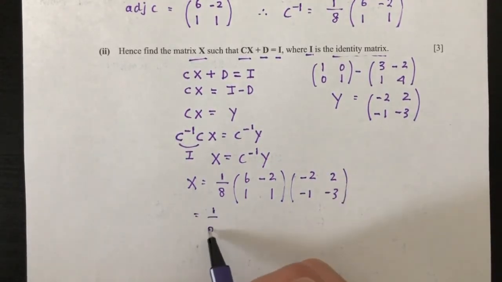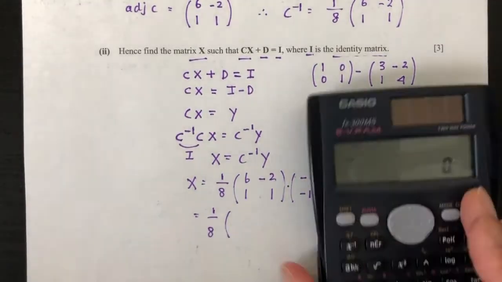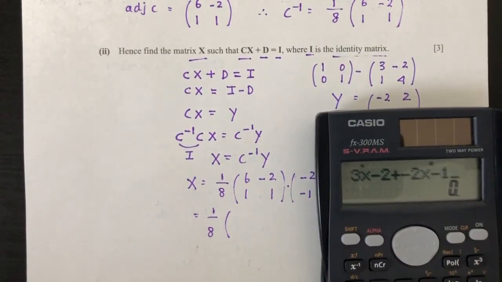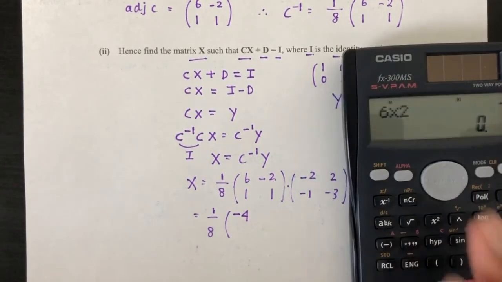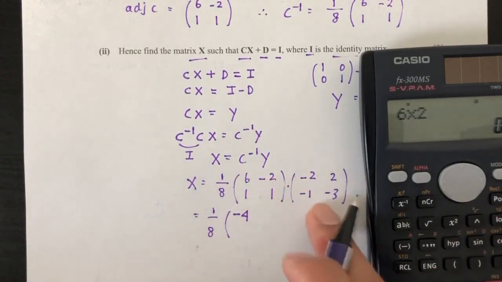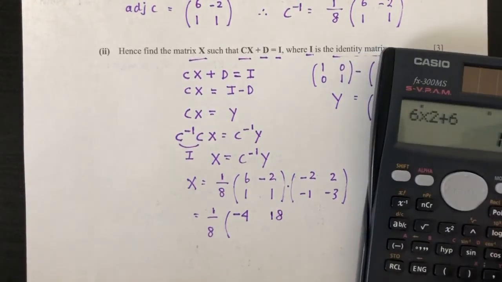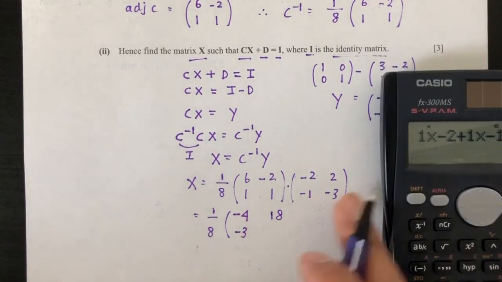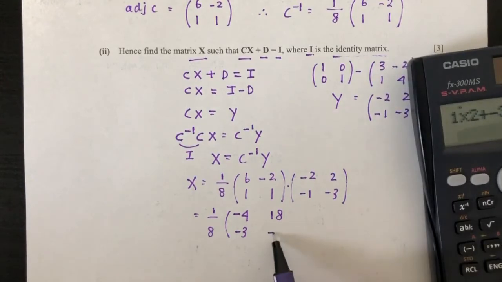So let's simplify. Let's see what we have. As you know, matrix multiplication is rows by column. So let's do that. 6 times minus 2 plus minus 2 times minus 1. That should be minus 4 for the first one. Then same thing, 6 times 2 plus minus 2 times minus 3, that is plus 6. That should be 18. Now next one, we'll have 1 times minus 2 plus 1 times minus 1. That should be minus 3. And last one we have 1 times 2 plus minus 3 times 1. That should be minus 1.